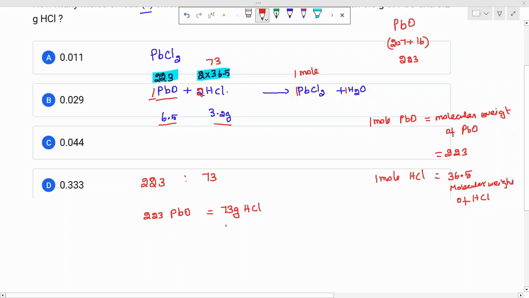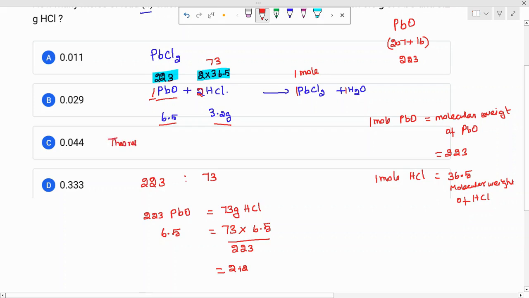For 223 gram, we need 73 gram of HCl. So for 6.5 gram, how much gram of HCl do we actually need? We will calculate the theoretical amount of HCl that we should take: 73 into 6.5 divided by 223. I will use the calculator, but please don't use the calculator to calculate this value. That is nothing but 2.12 gram. So actually they should take 2.12 gram.